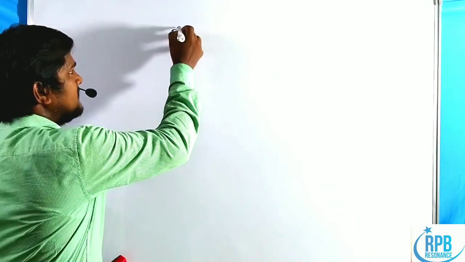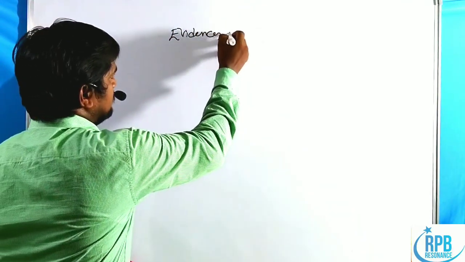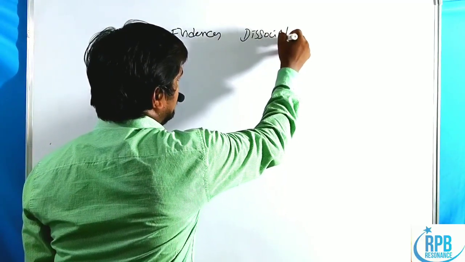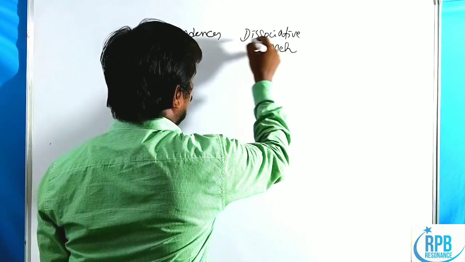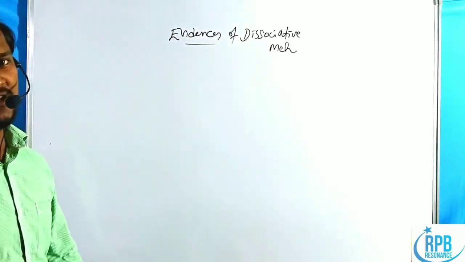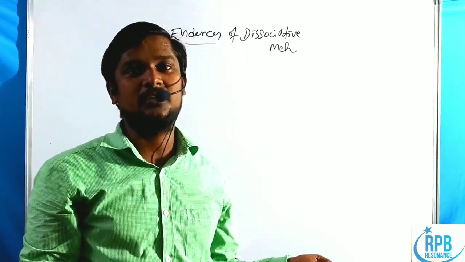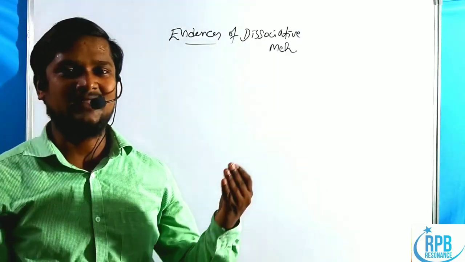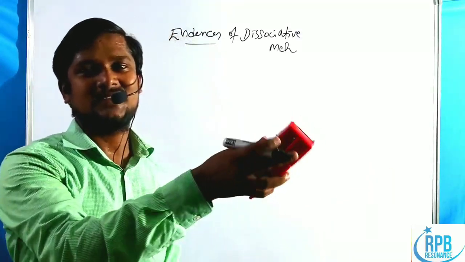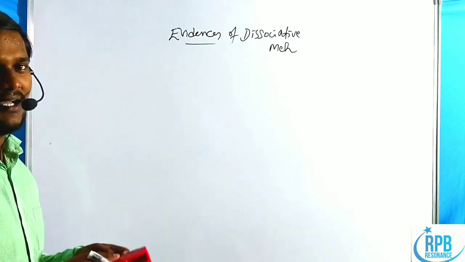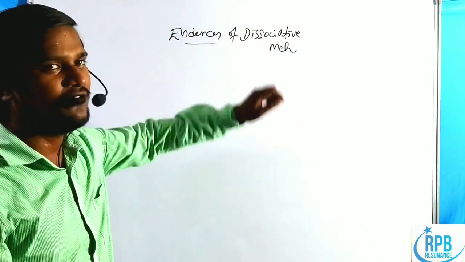Now we are going to discuss another important lecture in coordination chemistry, which is evidences for the dissociative mechanism. In the previous lecture we discussed the different types of reaction mechanism: dissociative mechanism, associative mechanism, and interchange mechanism. Interchange is again classified into two types: interchange dissociative and interchange associative. Now in this lecture we discuss the evidences for the dissociative mechanism.